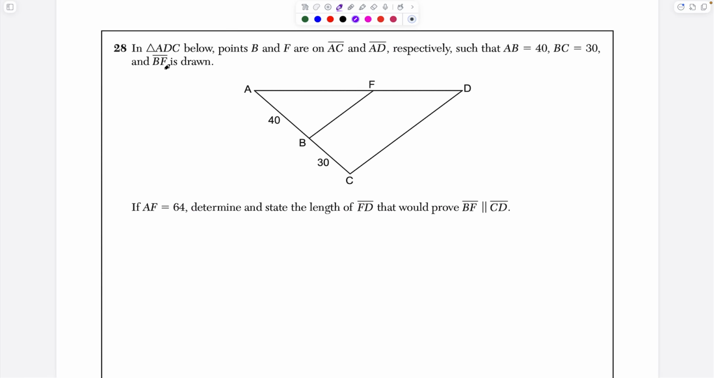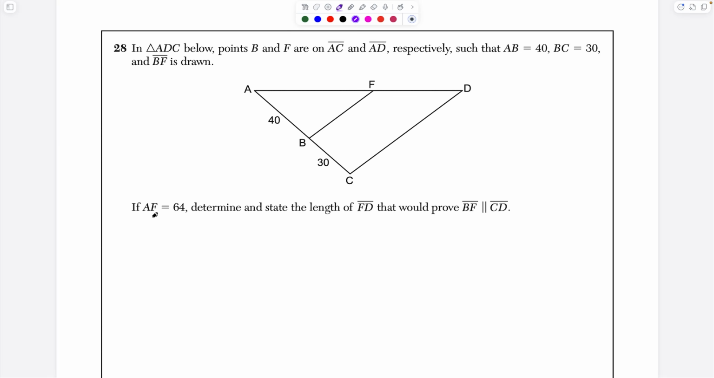Question 28. In triangle ADC below, points B and F are on AC and AD respectively such that AB equals 40, BC equals 30, and BF is drawn. If AF equals 64, determine and state the length of FD that would prove BF is parallel to CD.